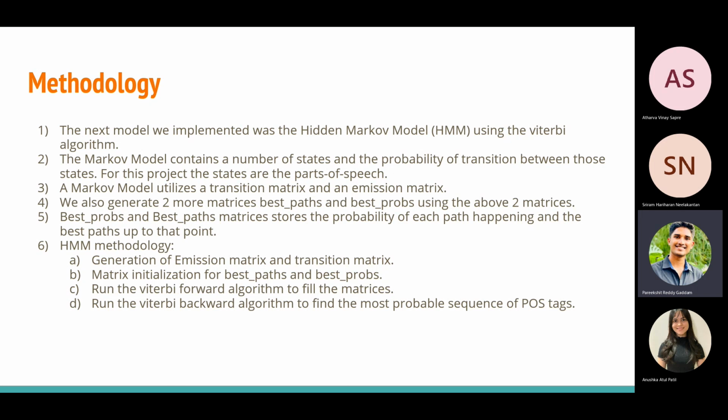We then move on to generate two more matrices, best paths and best probabilities, using the above two matrices. Best path and best probability matrices store the probability of each path happening and the best paths up to that point. The workflow of HMM is we would first generate the emission matrix and transition matrix. Then we would initialize the matrices for best paths and best probabilities. Then we would run the Viterbi forward algorithm to fill the matrices. And then we would run the Viterbi backward algorithm to find the most probable sequence of parts of speech.